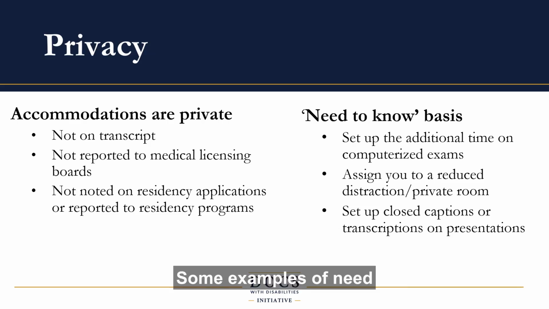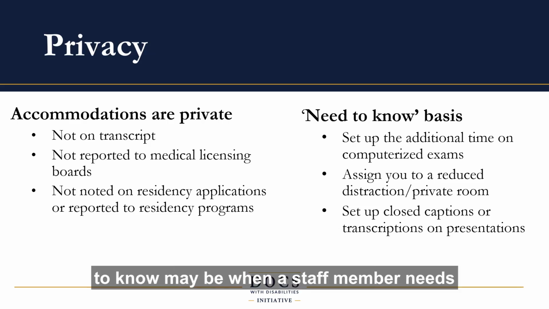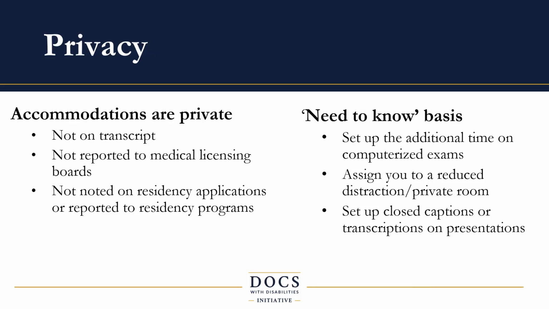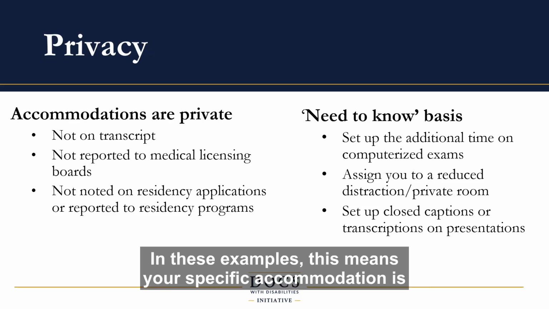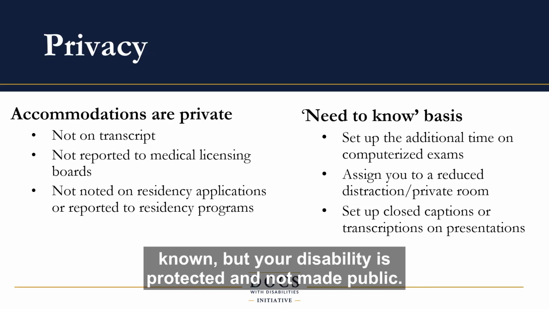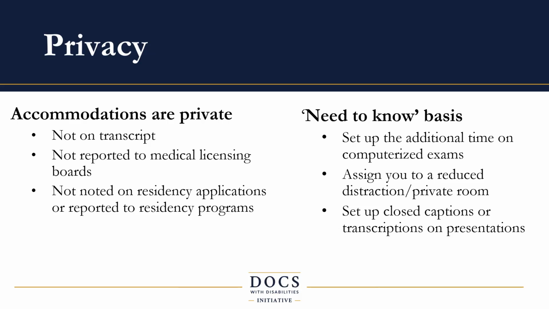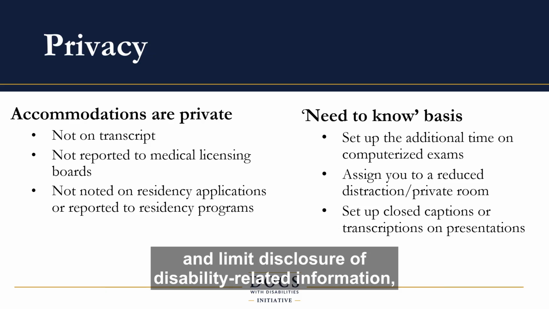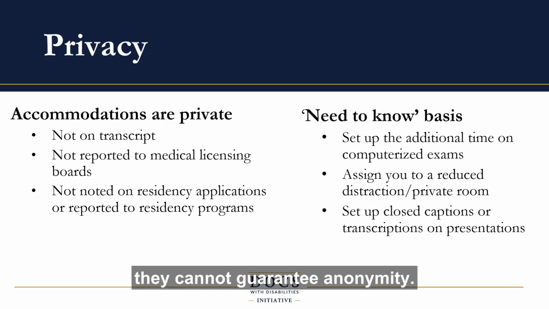Some examples of need to know may be when a staff member needs to schedule exam accommodations, set up communication access needs, or provide large print handouts. In these examples, this means your specific accommodation is known, but your disability is protected and not made public. While programs strive to protect privacy and limit disclosure of disability-related information, they cannot guarantee anonymity.